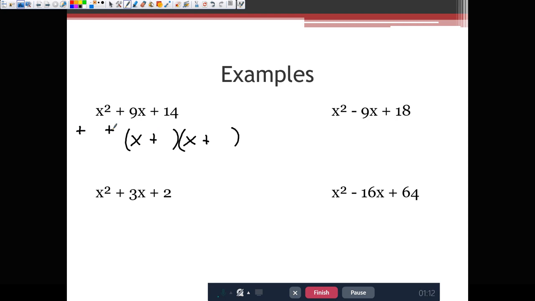Now I need to find two numbers that multiply together to equal 14, but add together to equal 9. I'm just going to list out all my factors of 14. So 1 times 14 is 14, but does 1 plus 14 equal 9? No. How about 2 times 7 is 14? Is 2 plus 7 9? Yes. So my two terms are 2 and 7.